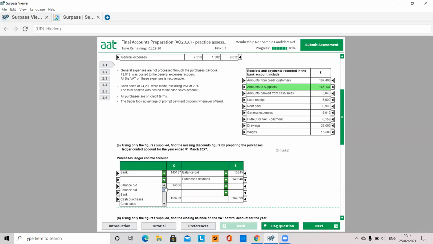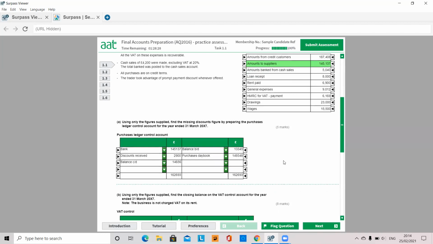So if we put discounts in here, so discounts received from our suppliers, and it's the balancing figure. So we got 162,693 minus 157,793 or 159,793, which means we've got a discount figure of 2,900. And you'll see that that balances. So we've now found what the missing figure is. So the key thing about these is put in the figures that you've got to then work out the figures that you've not got, okay?